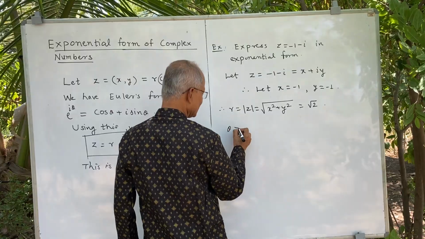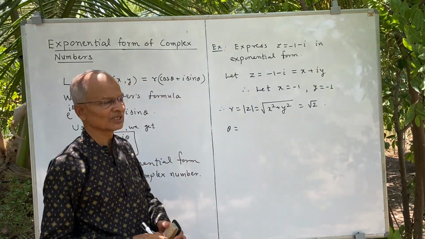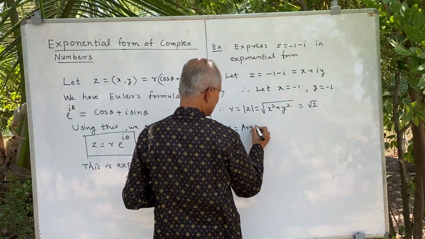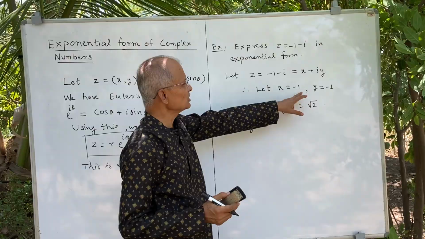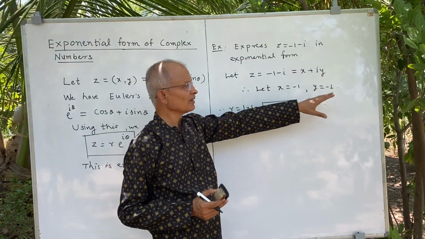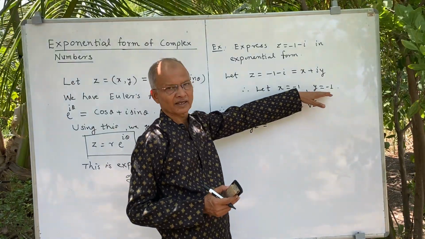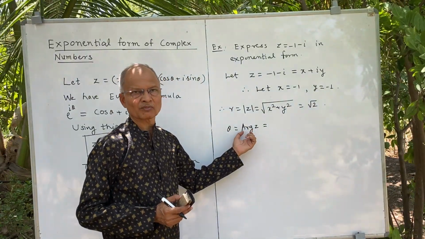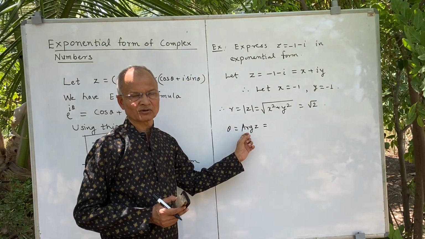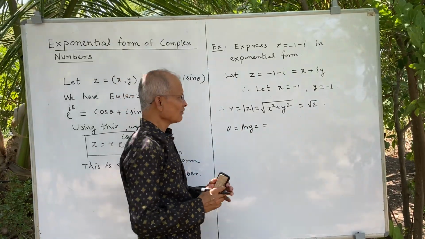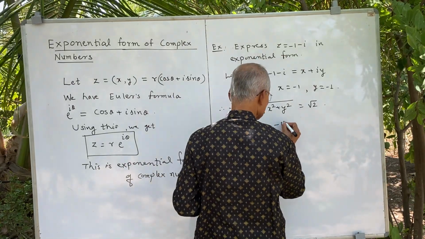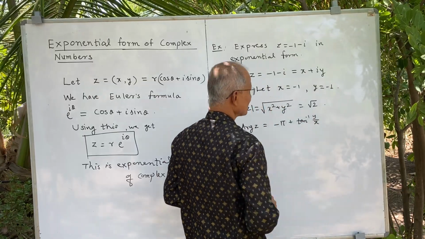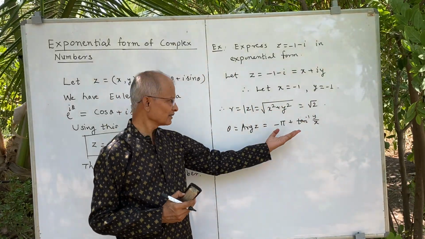Theta is tan inverse of y upon x, but we shall write argument of z, which is the principal value of the argument of z, and for that we should note which quadrant it is. It is the third quadrant, negative x and negative y, and for the third quadrant we have written in our earlier lecture the formula for the principal argument of z: minus pi plus tan inverse of y upon x. Please refer to that lecture to get the argument of z.